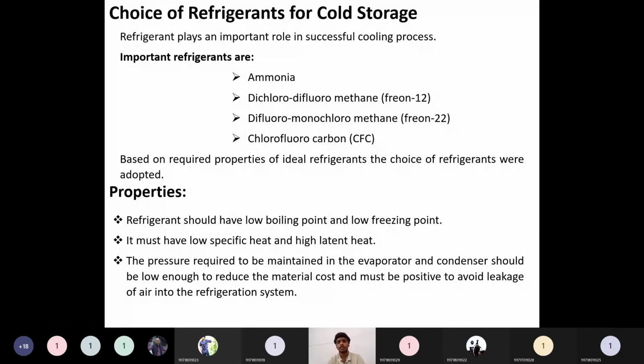Then the next point is it must have low specific heat and high latent heat. Why should you have a low specific heat? The Cp value should be very low so that its latent heat, or whatever the evaporation. So the refrigeration cycle is entirely nothing but evaporation from the liquid phase to the vapor phase, and vapor phase once again to the liquid phase. That entire cycle depends on the heat exchange mechanism between inside and outside.